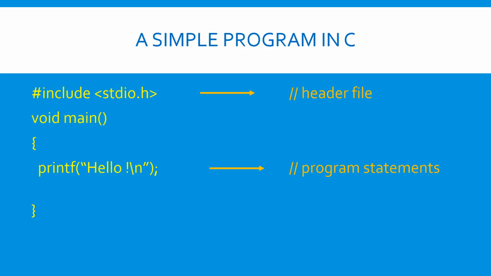Here is a simple program written in the C language. The first line is hash include stdio.h, which is the header file. Then void main open bracket close bracket, then comes the opening braces. Below that, the program statements will appear one after the other. Each line has to be terminated with a semicolon in the C programming language. Once all the statements are written, there must be a closing brace at the end. This is only to illustrate how C language is going to look, a kind of curtain raiser. We will learn about all the details in the following slides.